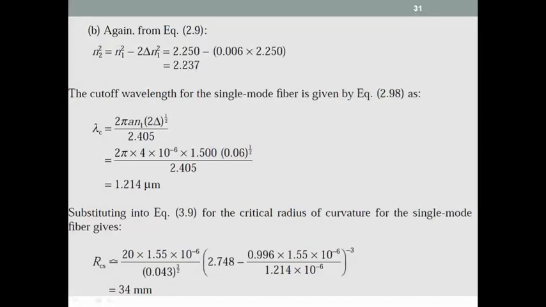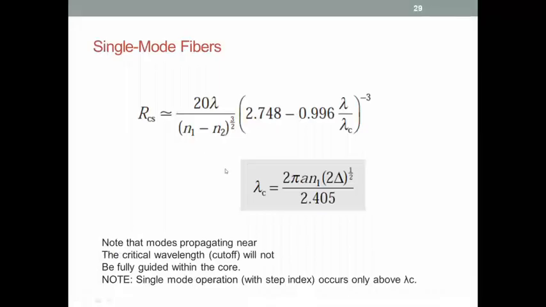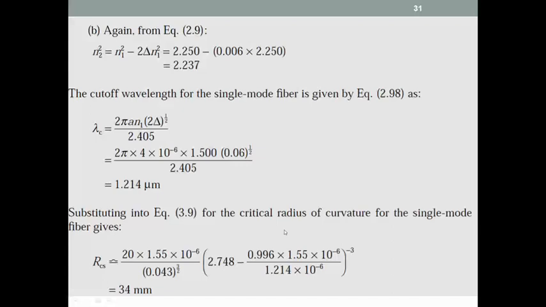So n2 square will not be 2.115, it is 2.237. So calculate lambda c as I have told it in this case. So you need to calculate lambda c before you substitute this lambda c here, because the rest of the values are already given. So calculate lambda c: 2 pi a n1 2 to the power 2 delta to the power 1 by 2 divided by 2.405, which is a constant there. So you calculate lambda c and further substitute lambda c here and lambda here, and with the rest of the values you get RCS. So this is the value of radius of curvature for single mode fiber.